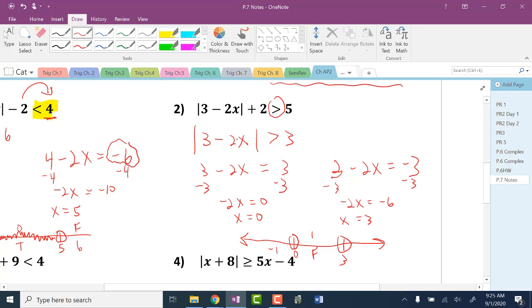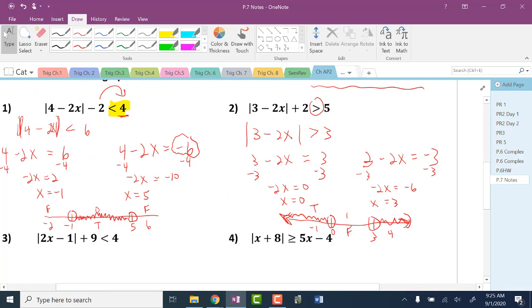Go to -1. -2 times -1 is 2. 3 plus 2 is 5. Which is greater than 3. That's a true. That means I can go that way. And then 4, 2 times 4 is 8. 3 minus 8 is -5, but the absolute value of that is 5, which is greater than.